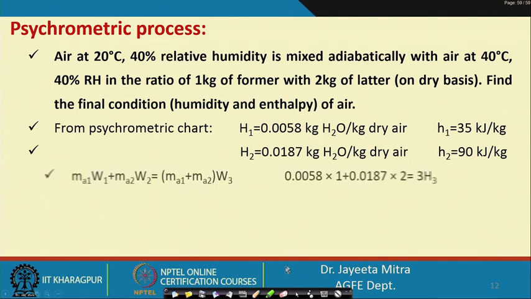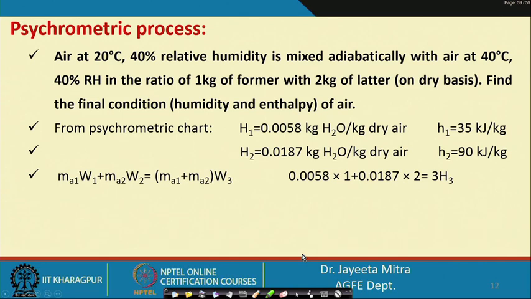Okay. So, from the psychrometric chart for condition 1, because we know that if 2 conditions are given we can calculate all other conditions. So, 20 degree Celsius and 40% relative humidity is stream 1. We can read the humidity from the chart. So, we are getting 0.0058 kg H2O per kg dry air, and also we have calculated the enthalpy of that.